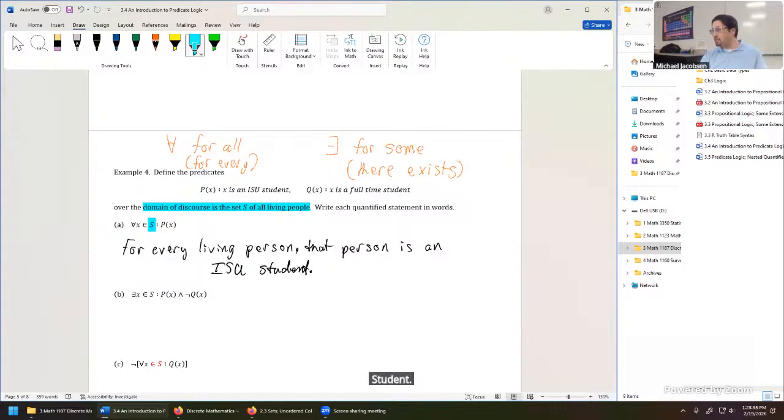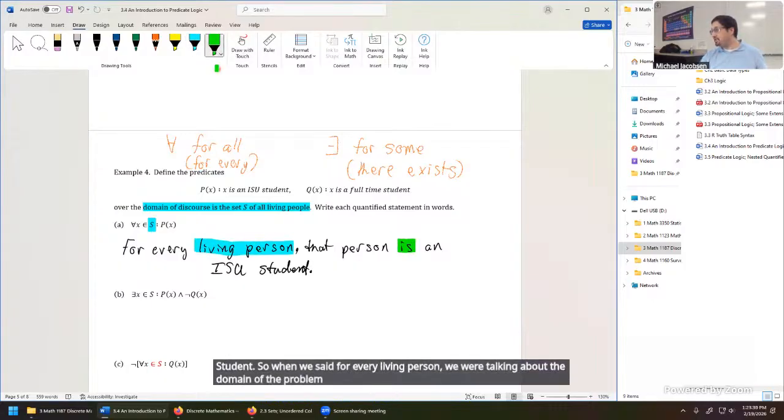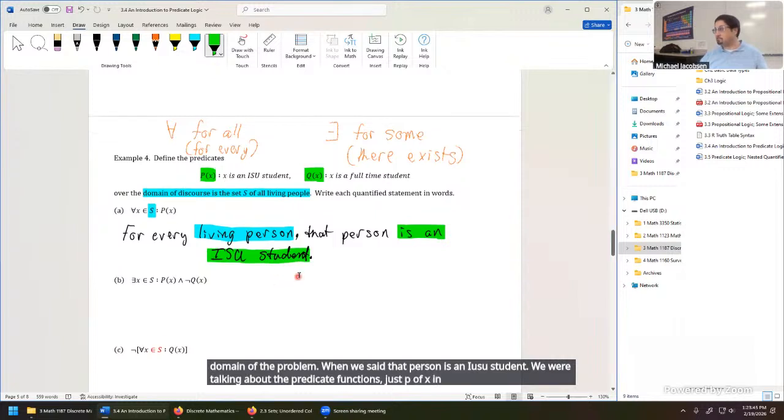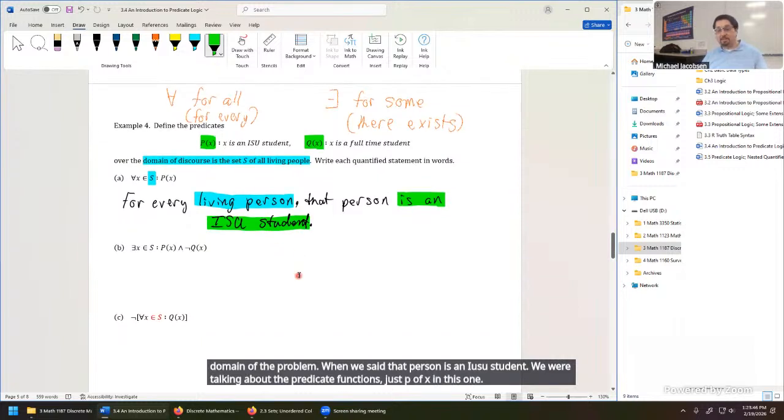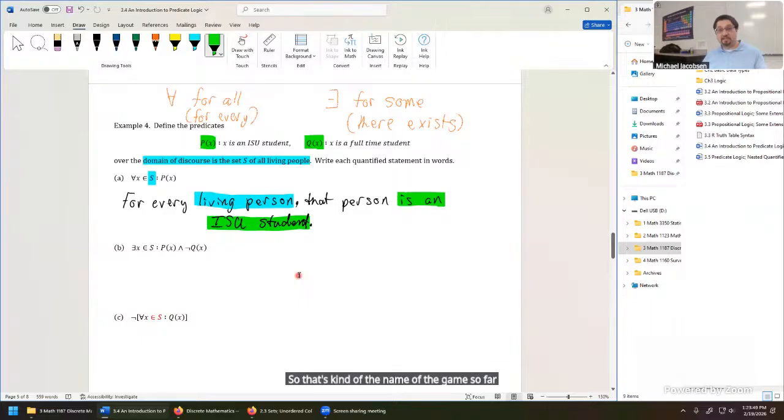So when we said for every living person, we were talking about the domain of the problem. When we said that person is an ISU student, we were talking about the predicate function, just P of X in this one. So that's kind of the name of the game so far. Any questions at the moment?